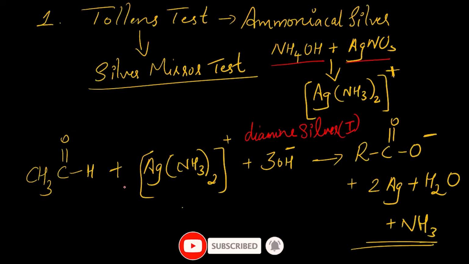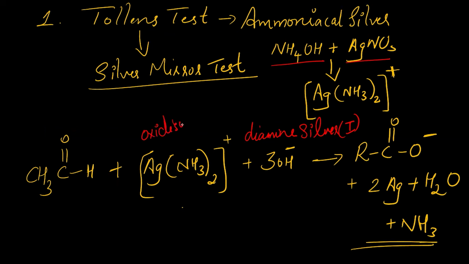And what is happening during the test? This Tollens reagent, ammoniacal silver nitrate solution, acts as an oxidizing agent. That means here silver is in +1 oxidation state, right? The oxidizing agent itself undergoes reduction, and it will become Ag. And this aldehyde, an aliphatic aldehyde, will be oxidized to the corresponding acid.